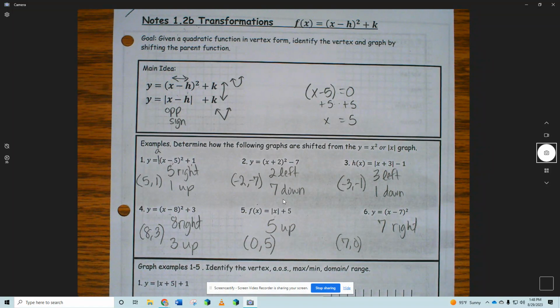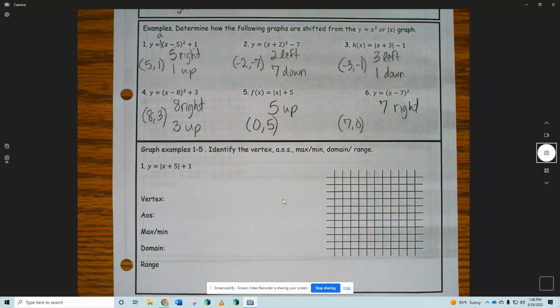Okay, so now we're going to list all the key features. I'm doing examples 1, 2, and 3 on this page. I'm not going to do 4 and 5 because I want you to get started on practicing. So on these, I've got lots to do. I first have to draw the graph. I need to identify all these key features on this list here.